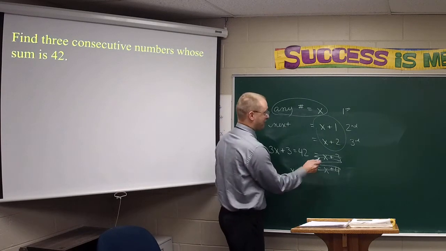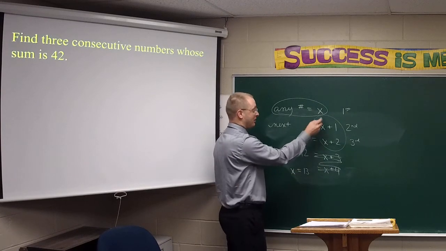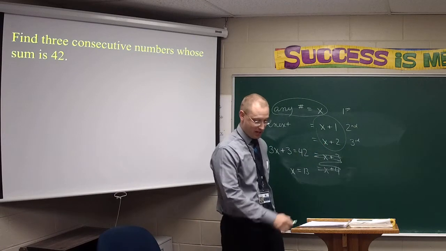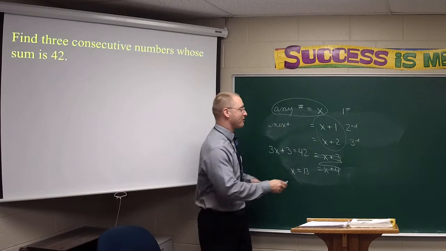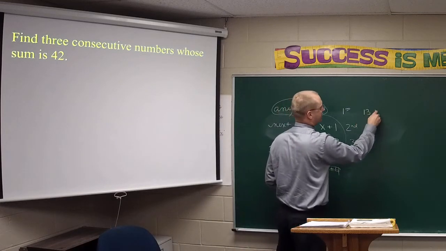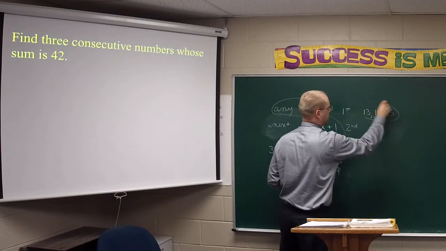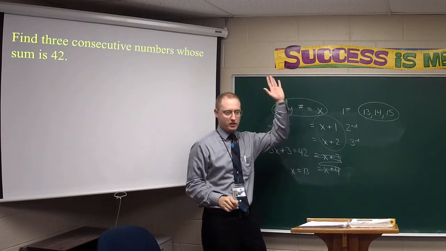So my numbers are, in fact, 13, 14, and 15. Those were not intentionally picked. I guess that was subconscious. But anyway, 13, 14, 15 are, in fact, the 3 consecutive numbers here. How many remember working problems like these in Algebra 1?